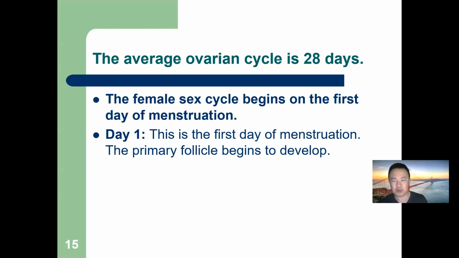Now, the average cycle here is around 28 days. Again, this is just a rough estimate. There's some that are a little less than that, others that are a little more than that, or maybe way more than that. Again, everyone is different.